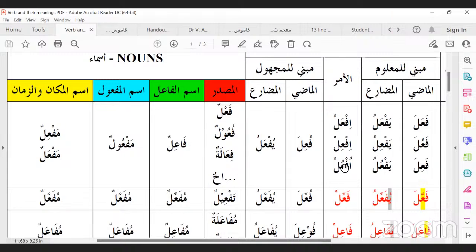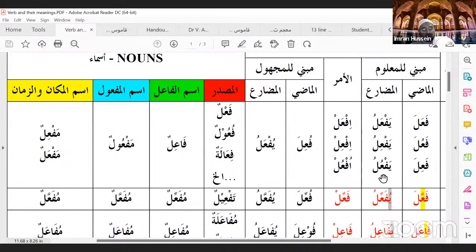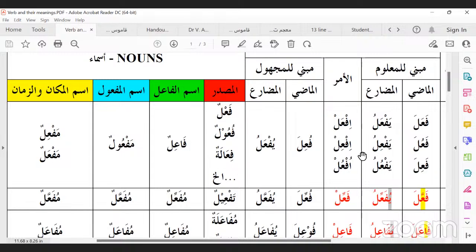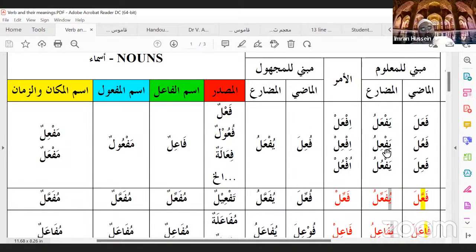Any verb whose present tense comes with a fatha or a dhamma, its ismul makan wa zaman will be formed on the pattern of maf'ulun. And with kasra, if it is yaf'ilu, it will be formed on the pattern of maf'ilun. And the other thing is that you can refer to the dictionaries as well. In the dictionaries, these nouns like the adverbs makan wa zaman are mentioned as well.